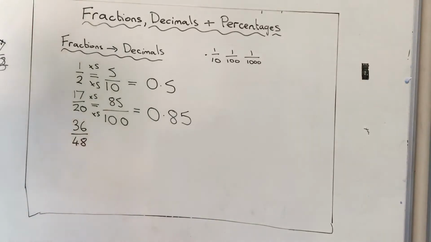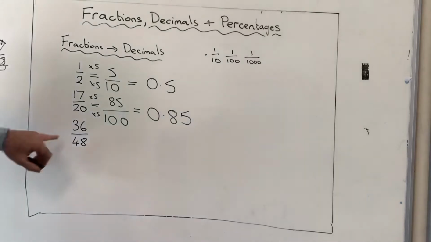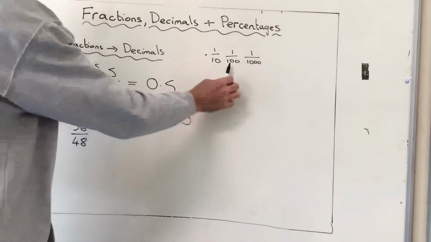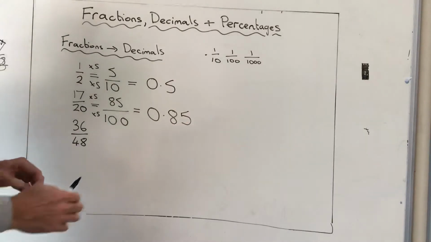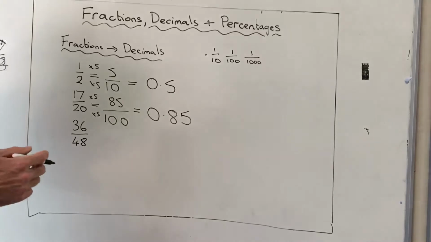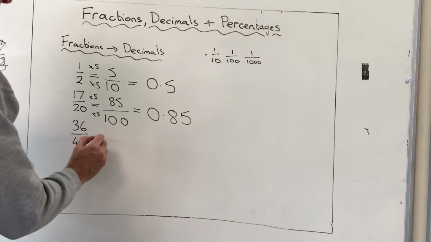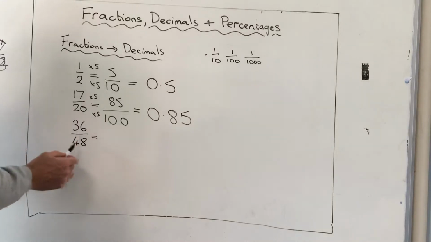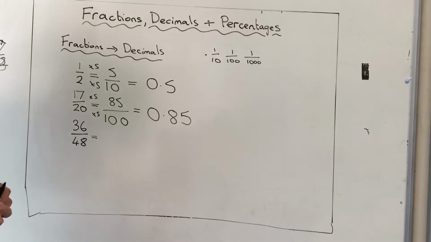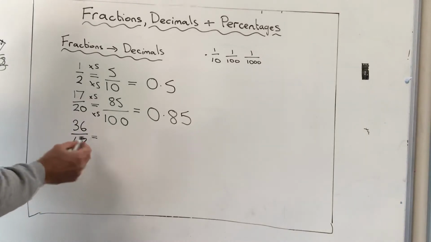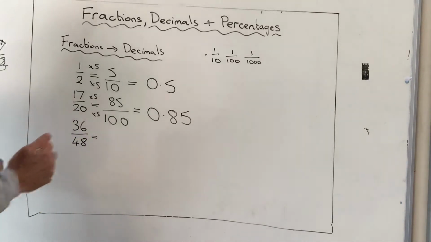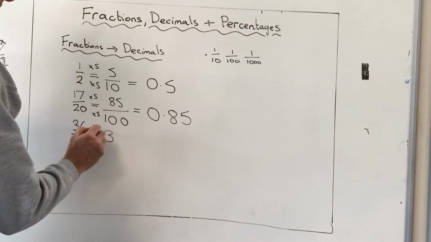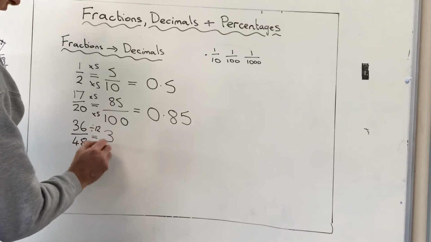Here's another one, 36/48. Now if we look at this, we can see that 48 doesn't go into 10 or 100 or 1,000. So we need to convert it into something else first. What we can do is put it into lowest terms, or reduce it. So what goes into 36 and 48? Well, 12 is our highest common factor. How many 12s in 36? It's 3. How many 12s in 48? It's 4.